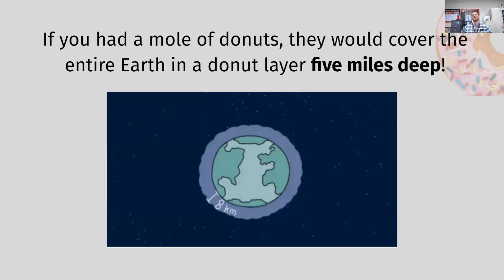So just to give you an idea of the scale of how big this mole value is. If you had 1 mole of donuts, they would cover the entire Earth in a donut layer 5 miles deep. So imagine running around the track 20 times. That's how many donuts you would have surrounding the entire circumference of the Earth. It's pretty insane.